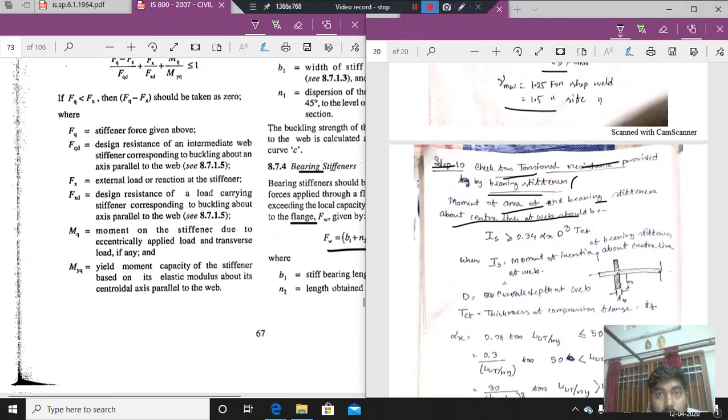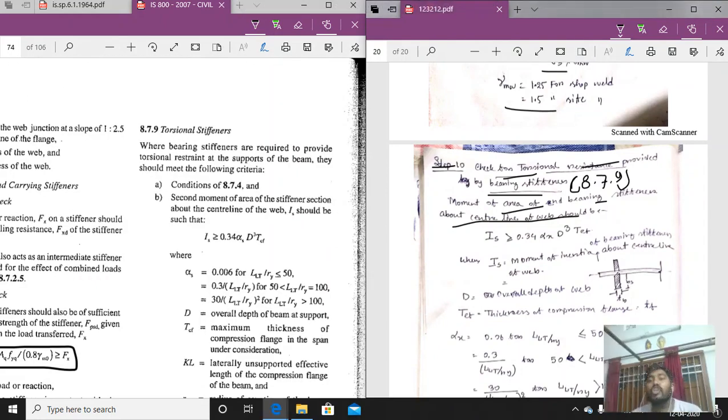Okay, let me pause here. So step 10, the torsional resistance will be checked as per clause number 8.7.9, torsional stiffener. So clause number 8.7.9, the torsional check will be there. So Is should be greater than that value.